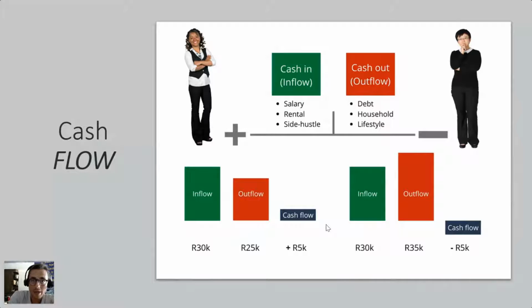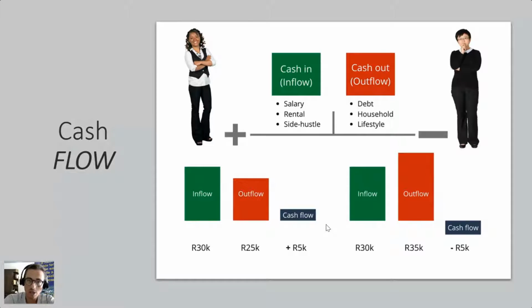Sherry, on the other hand, if she keeps on this trajectory, she's running her life like a business where there's a profit at the end of the month. She can use that 5,000 rand to invest in stocks, shares, bitcoins, gold, property, whatever it may be. Now, that's the concept of cash flow. When your cash flow coming in is greater than your cash flow going out, you're left with a positive cash flow at the end of the month.